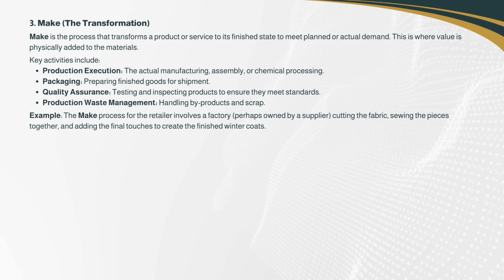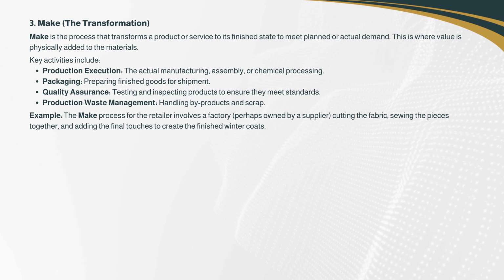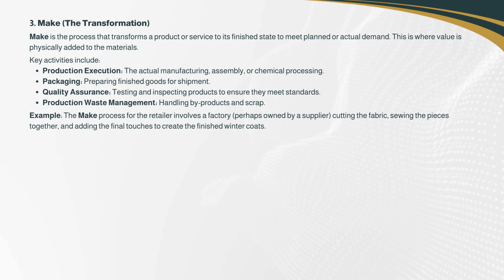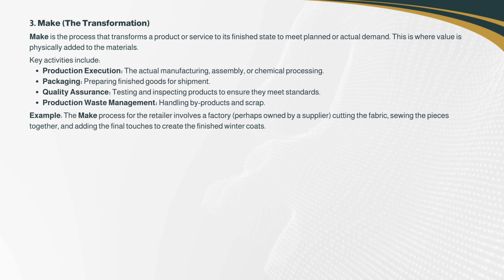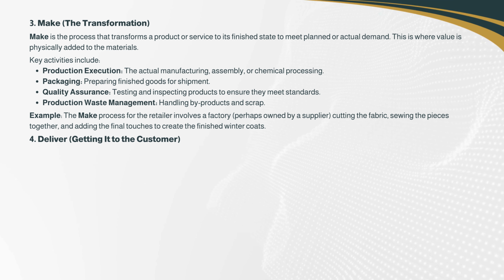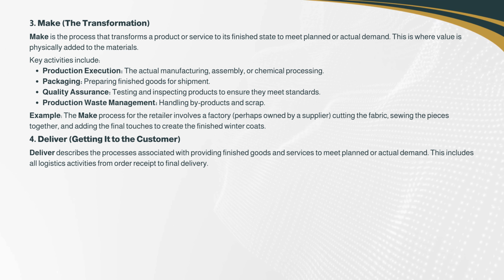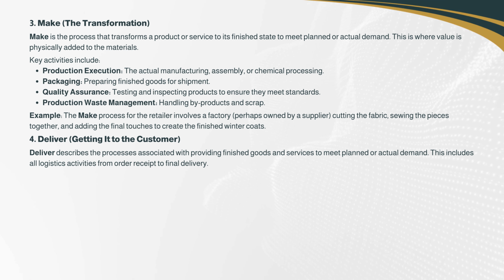Example: the make process for the retailer involves a factory, perhaps owned by a supplier, cutting the fabric, sewing the pieces together, and adding the final touches to create the finished winter coats. 4. Deliver, getting it to the customer. Deliver describes the processes associated with providing finished goods and services to meet planned or actual demand.